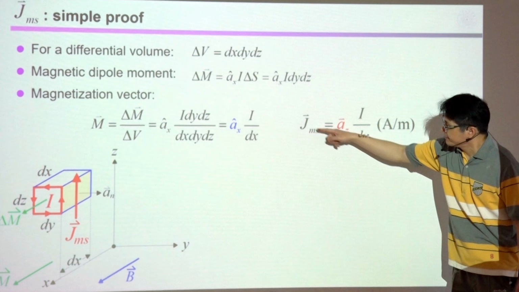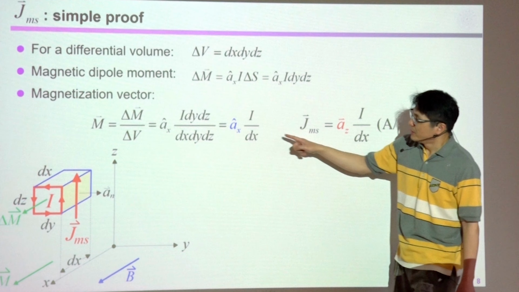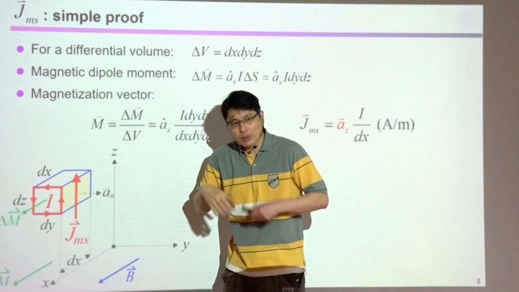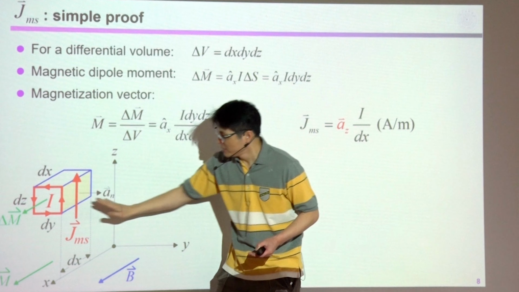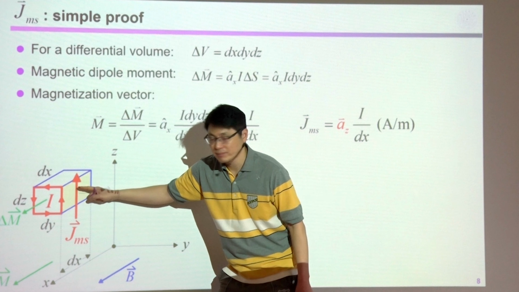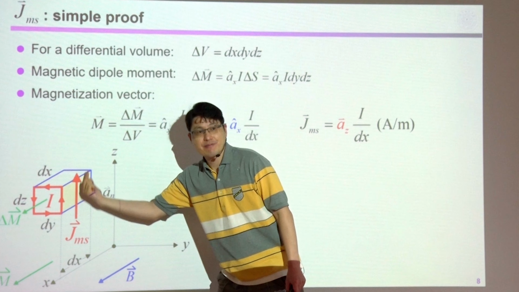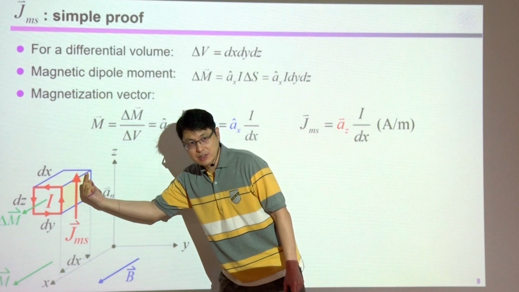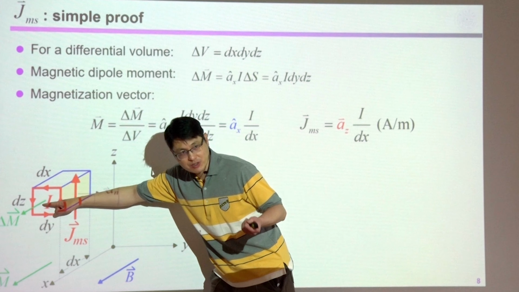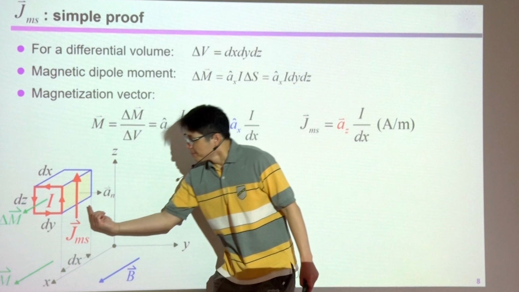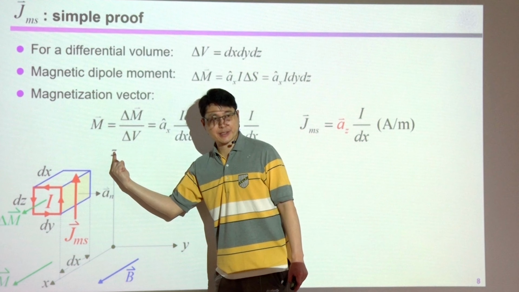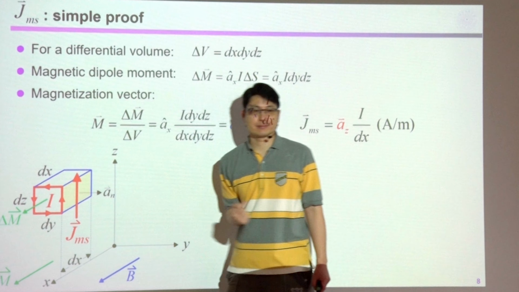But looking at the figure, as we mentioned, JMS is more like a line current density. So this entire surface, marked by the yellow, is flowing with the effective current density due to the existence of this magnetization vector. But this direction is obviously not in the x direction, but in the z direction.